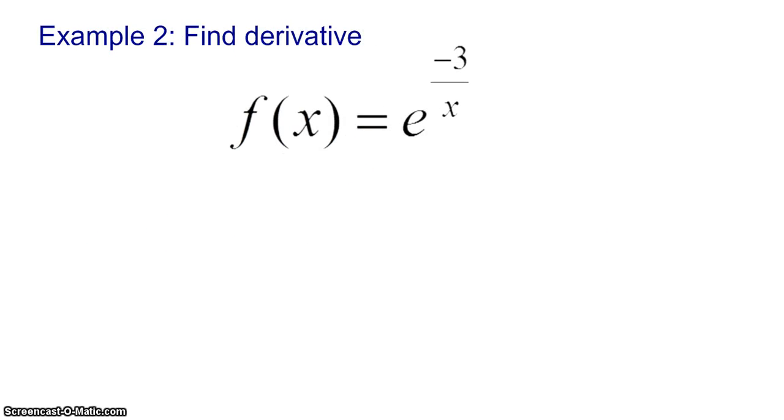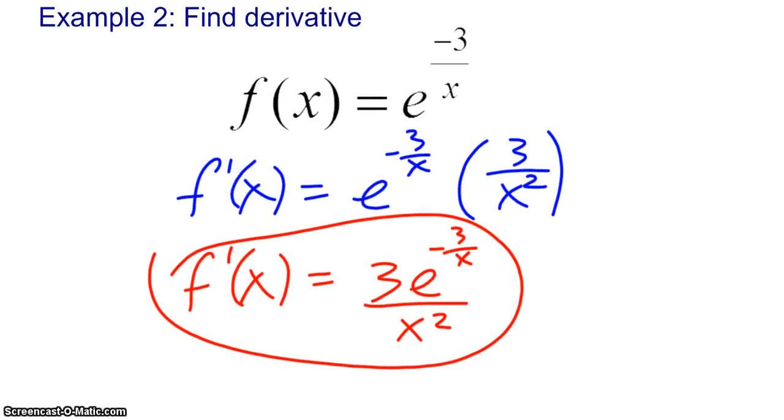I want you to find the derivative of f of x equals e to the negative 3 over x. Pause the video, unpause when you're ready to check your work. Okay, so f prime of x is going to equal e to the negative 3 over x times the quantity 3 over x squared, which is the derivative of negative 3 over x. And if I want, I can rewrite that as f prime of x equals 3e to the negative 3 over x all over x squared. Either way is fine. It's the same thing.